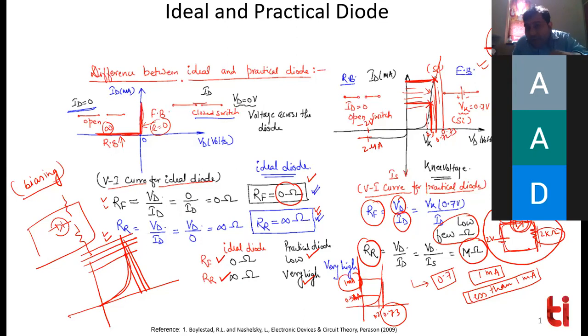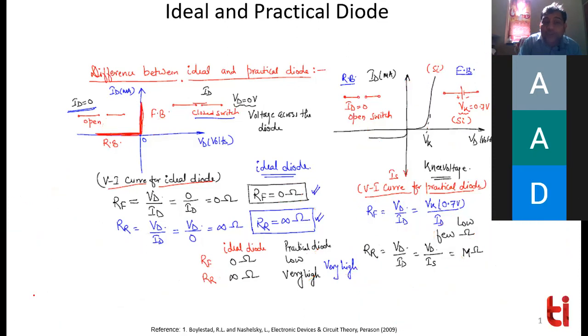Now, if you have found out the voltage and the current, then you can find out the DC resistance. How? V is equal to IR, R is equal to V by I. So simply, whatever the voltage is across the diode and whatever the current across the diode, you will get the resistance. So this is known as DC resistance.